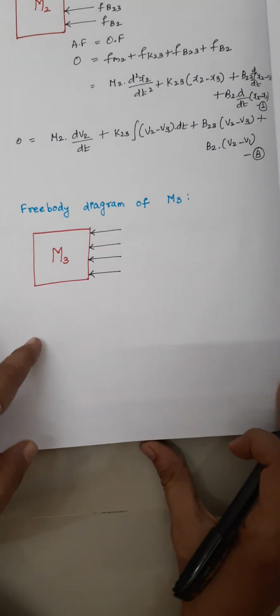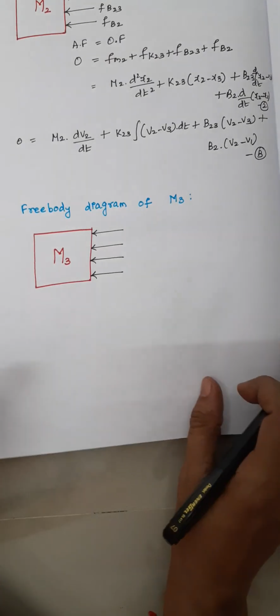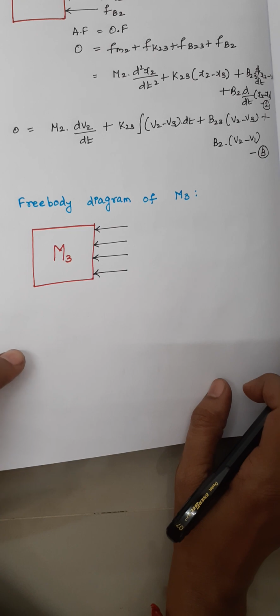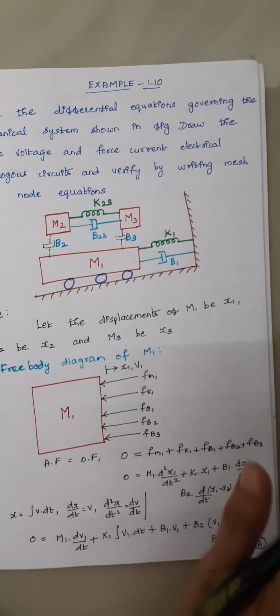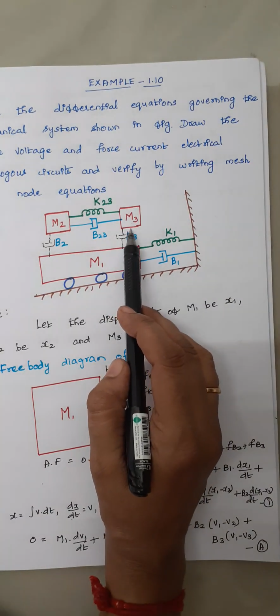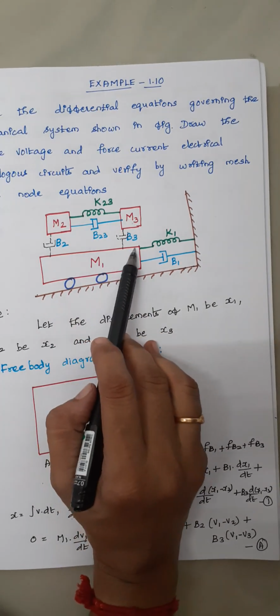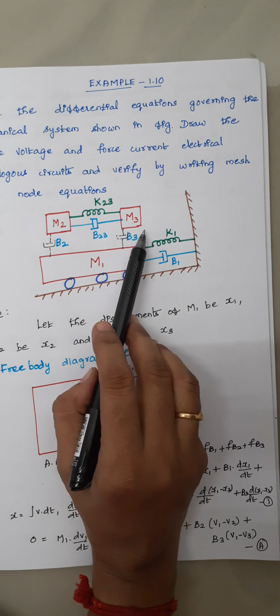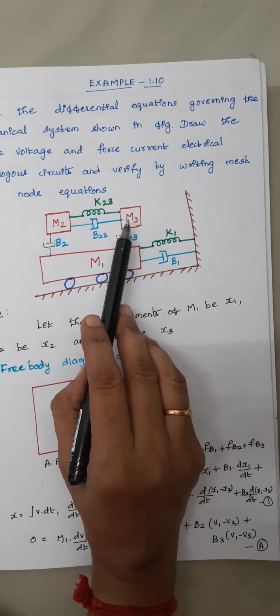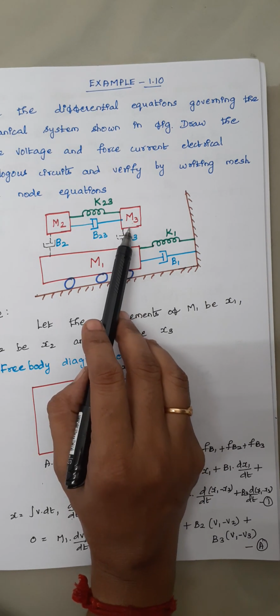And the next one is the free body diagram of mass M3. As usual, just count the number of elements connected with it. So here we are having M3. So just count the elements 1, 2, 3. Totally 3 elements are connected with it. So 4 opposing forces will be present, including the opposing force produced by mass M3.